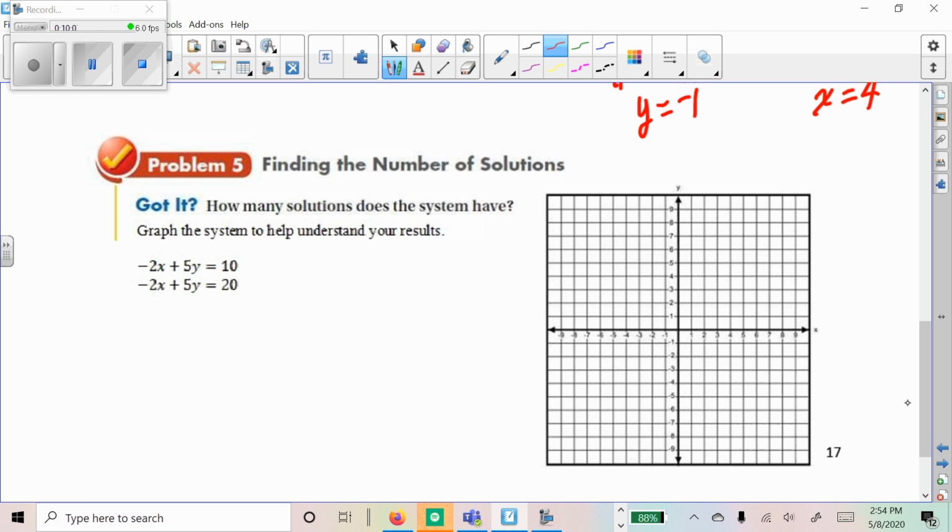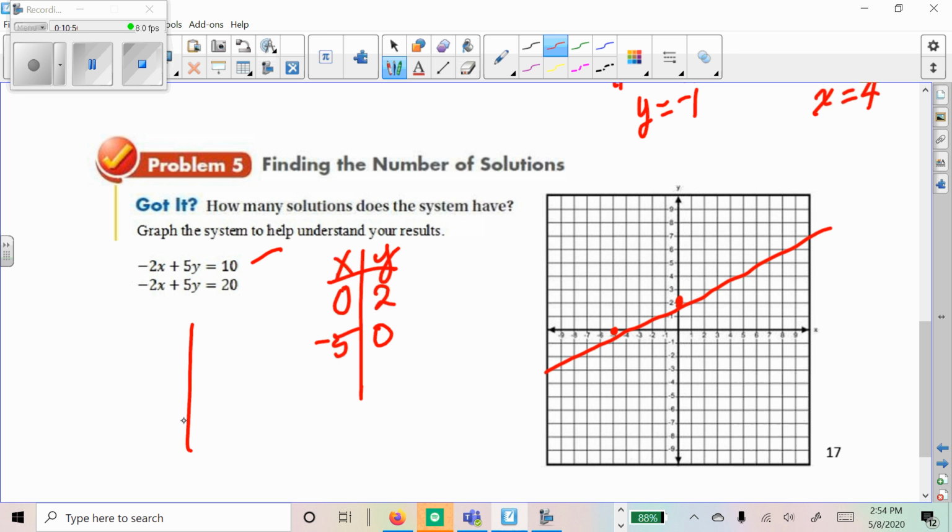Finding the number of solutions. We're going to use a graph to help us on this, but we're going to use elimination. If we graph it first, I'm just going to graph it real quick by using the intercepts. So if you remember using the intercepts, if I'm doing the top equation, if I put in 0 for x, y would have to be the number times 5 that equals 10, which is 2. If I put in 0 for y, x would have to be the number multiplied by -2 that equals 10, which is -5. So I get a point at 0, 2, and at -5, 0. And there's that graph. Sorry, my line's a little low.